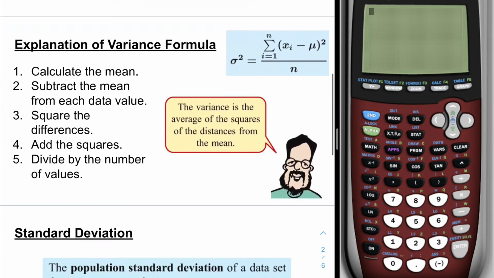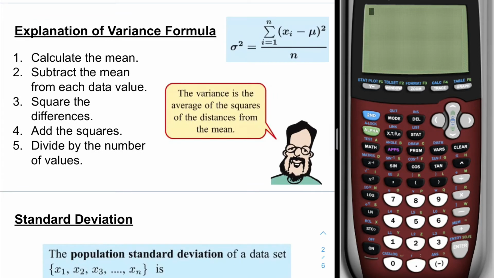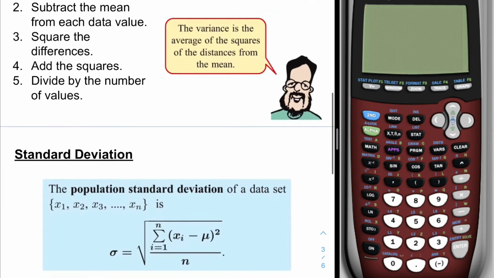So an explanation of the variance formula: in order to find the variance by hand, you want to calculate the mean. Once you do that, you're going to subtract the mean from each data value, and then you're going to square the differences. Once you square the differences, you're going to add those squares up, and then divide by the number of values that you have. So as you can see here, the variance is the average of the squares of the distances from the mean. It's just a summary of what it is.